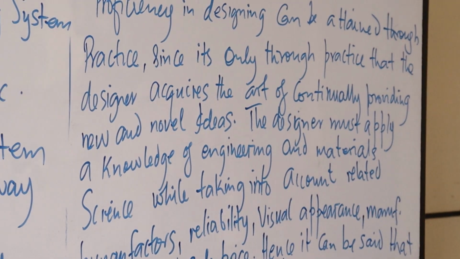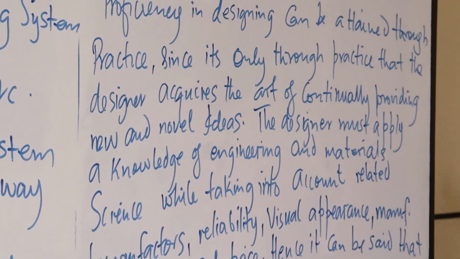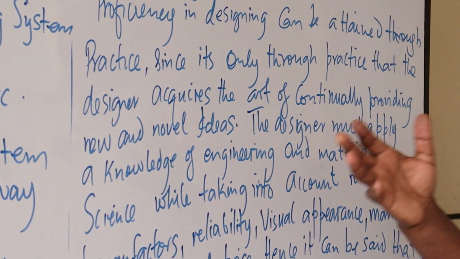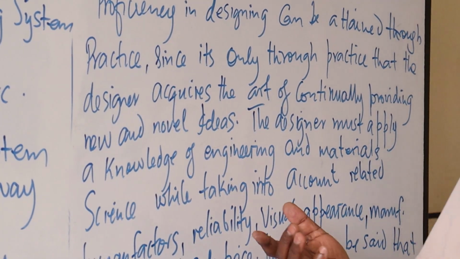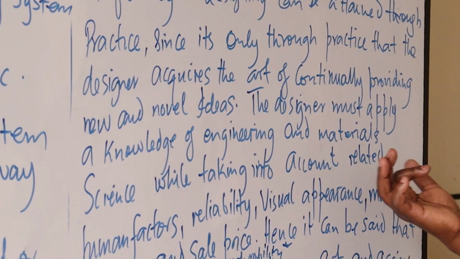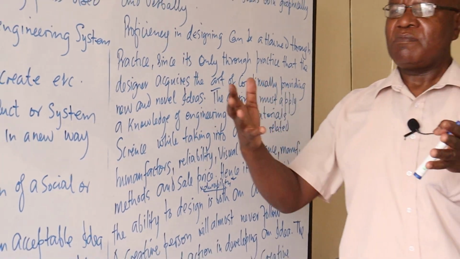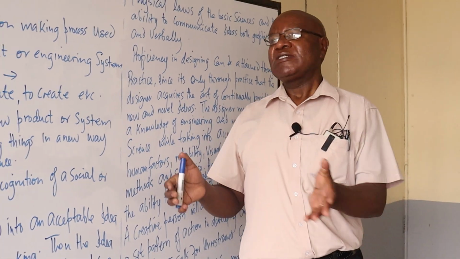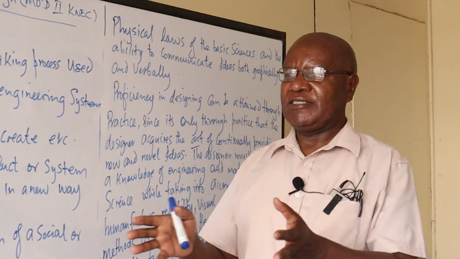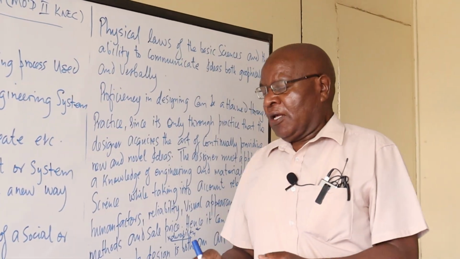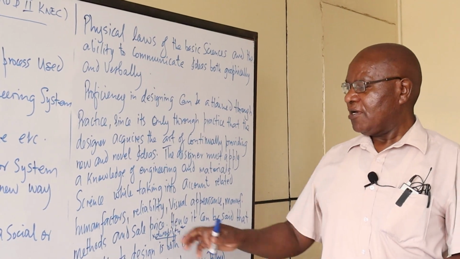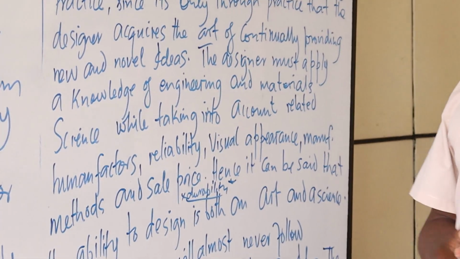novel ideas. Then you need to apply the knowledge of engineering and materials science, which you have been doing in other subjects, while taking into account human factors. What you are going to make is going to be used by humans. Well, in some cases, it may be part of a machinery system. And then there is a question of reliability. How reliable is it going to be?